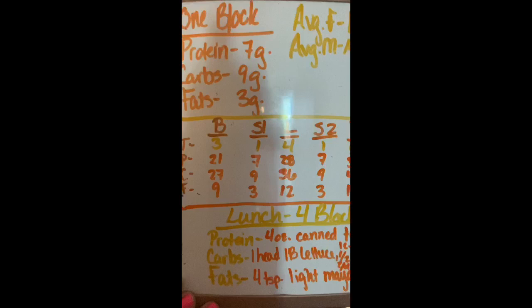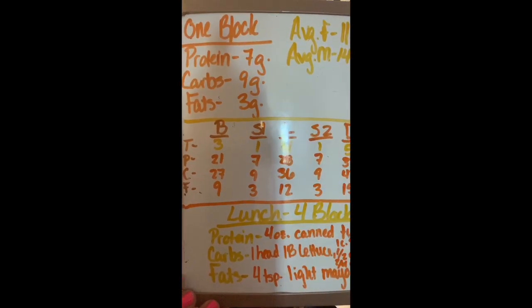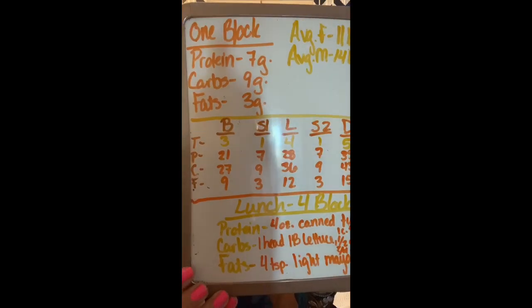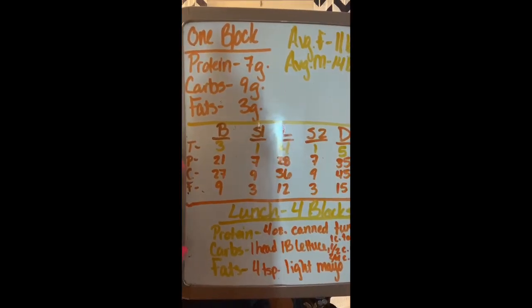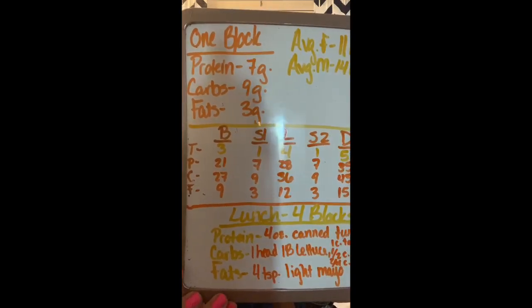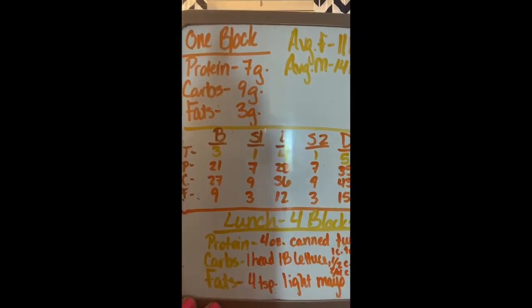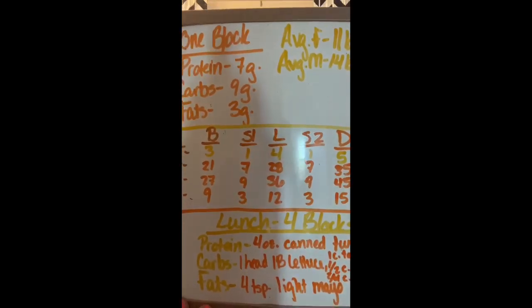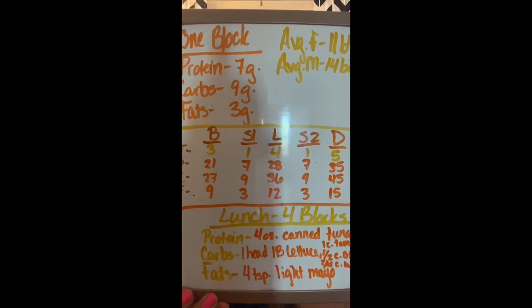My sample that I'm going to be using is the adult male, who is allowed 14 blocks per day. And so I take that number and I split it up into all 5 meals. So for breakfast, I'm giving him 3 blocks. For snack 1, I'm giving him 1 block. For lunch, 4 blocks. For snack 2, 1 block, and then for dinner, 5 blocks.